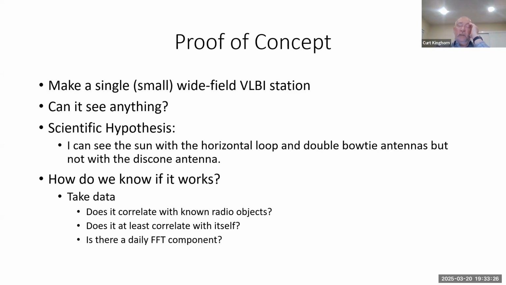Because I wanted this to be a little bit scientific, I did a scientific hypothesis. I said, could I see the sun? Because the sun is a bright radio source. Or also maybe the Milky Way as it passes over. So I hypothesized I would be able to see the sun with the horizontal loop and a double bow tie antenna, and I'll show you what these are in a minute, but not with a discone antenna. So I'm going to talk about the results I came up with when I did that.